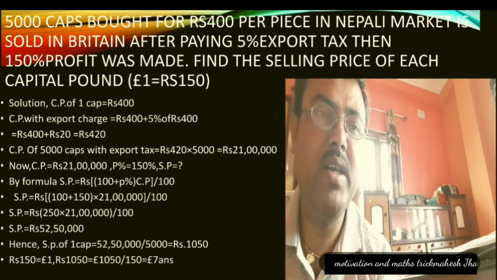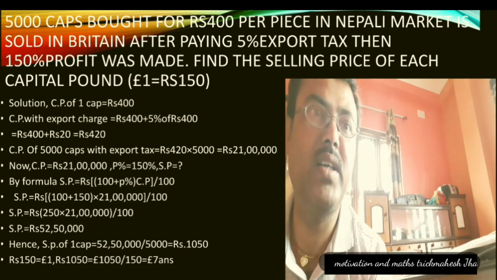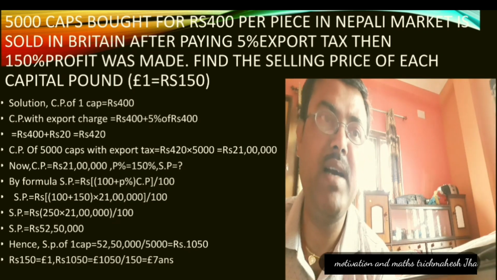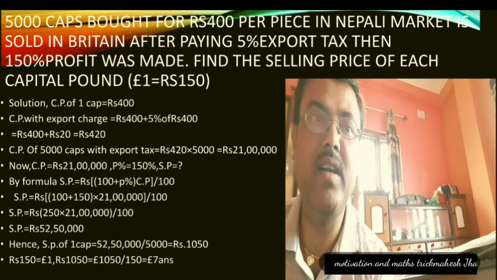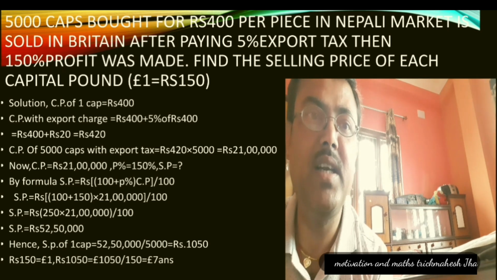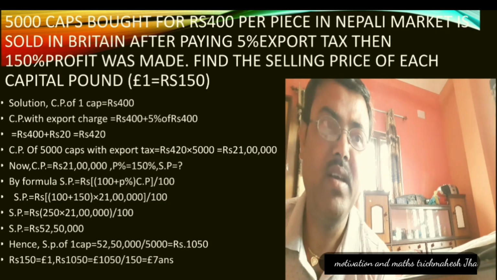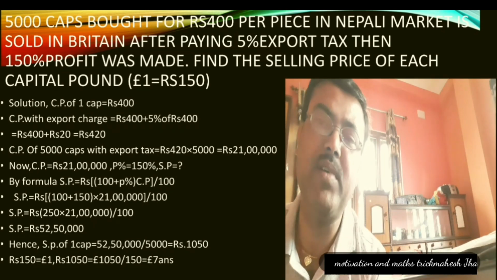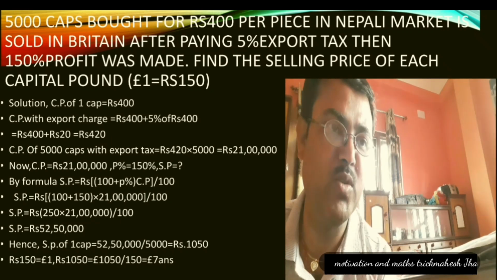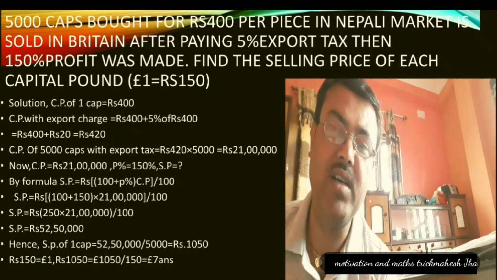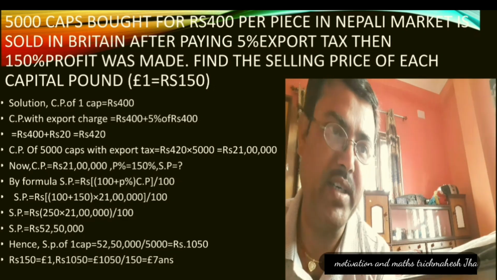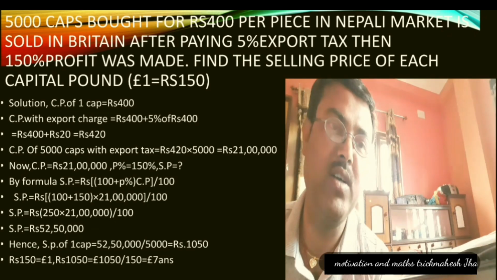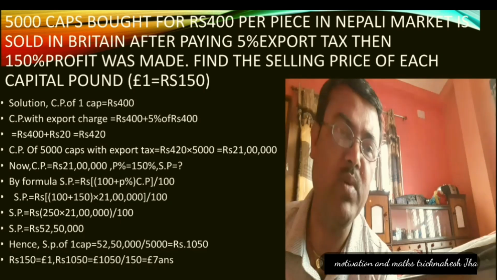Here is a different example where an export charge is given. It says 5,000 caps are bought for rupees 400 per piece in the Nepali market and sold in Britain after paying 5% export tax. Then a 150% profit is made. Find the selling price of each cap in pound sterling. Now we know the cost price of one cap is 400 and the export tax is 5% of 400, that is rupees 20. The net CP of one cap becomes 400 plus 20, that means 420. Now the cost price of 5,000 caps with export tax equals 420 into 5,000, that means 21 lakh.